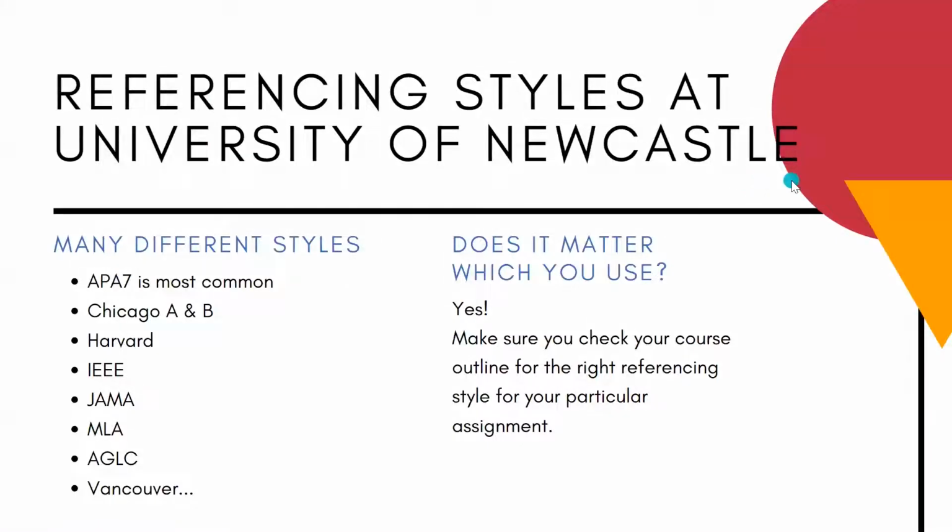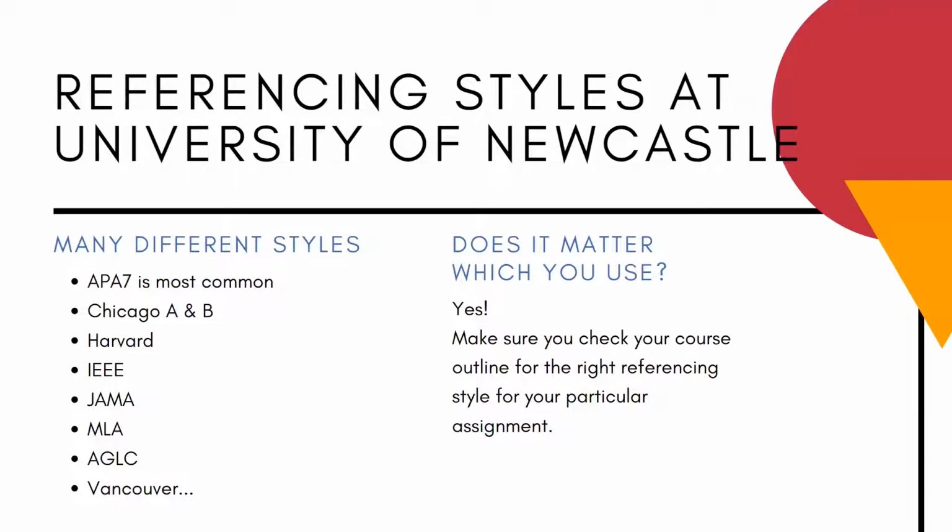The referencing styles that we have at the University of Newcastle are, as I said, many and varied. So we have APA 7, which is far and away the most common. And it's most common because it is multidisciplinary. You'll find it in pretty much all of the disciplines actually that we have here at the university.